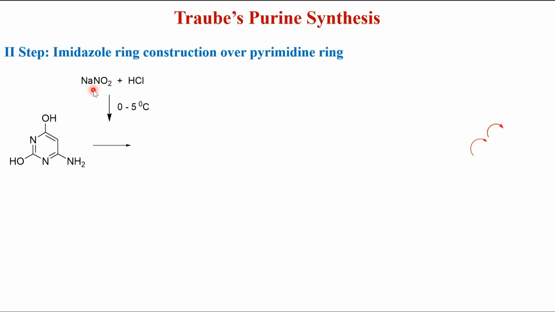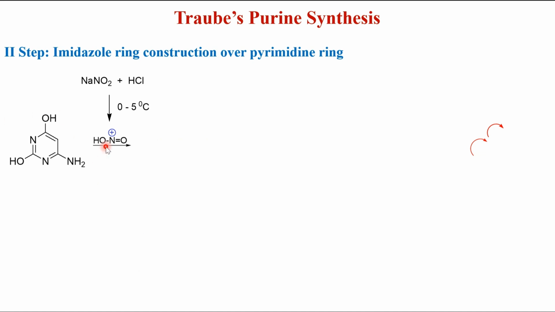Sodium ion Na plus reacts with Cl minus to give rise to NaCl, and H plus and NO2 minus combine together to give HNO2, nitrous acid, which is unstable and is prepared in situ. The nitrogen is the positive center as it has an electron withdrawing oxygen group. It acts as an electrophile.